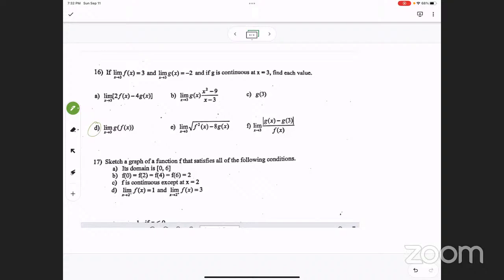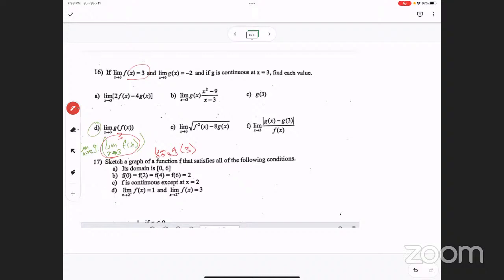So here's what we do, I believe. What's the limit as x approaches 3 of f of x? Then we take the limit as x approaches 3 of g of that. The limit as x approaches 3 of f of x is 3. So now I have, what's the limit as x approaches 3 of g of 3? So we'll have to substitute 3 into g. I'm trying to think if that's what we have to do.